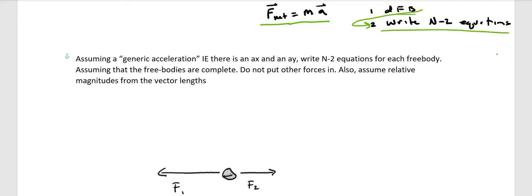So, reading the directions here, assuming a generic acceleration, i.e., assuming in all the examples there could be an AX and an AY, meaning that these are all going to be potentially two-dimensional in nature. We're going to write Newton's second law equations for each free body, assuming that the free bodies are complete. We're not going to add any other forces to them, and we're going to assume relative magnitudes from the vector lengths. So let's get started here.